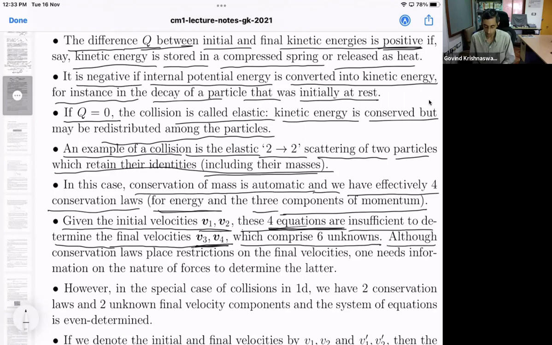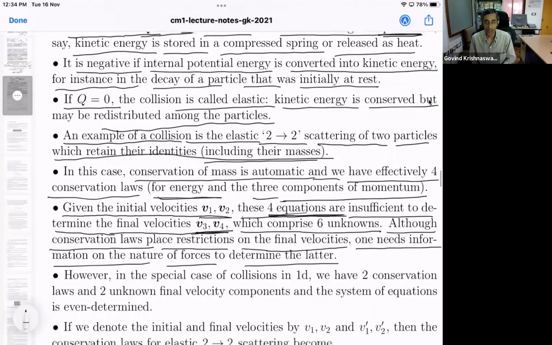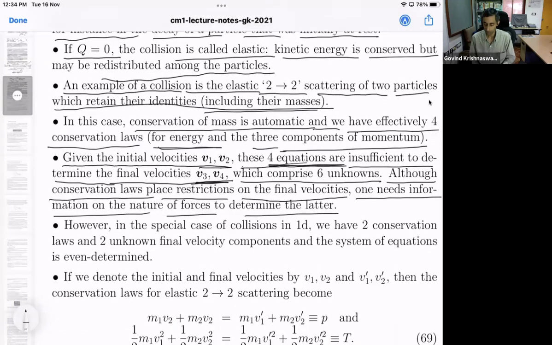So although you need additional information. Although conservation laws place restrictions on the final velocities, put certain relations, one needs information on the nature of forces to determine the final velocities. So you have to accept this. If you put in nothing, you can't be so hopeful of getting out the solution to the problem. You do need to know something about the forces.